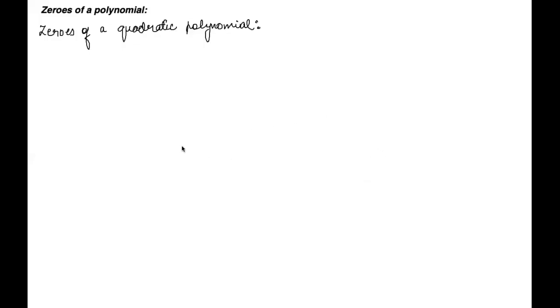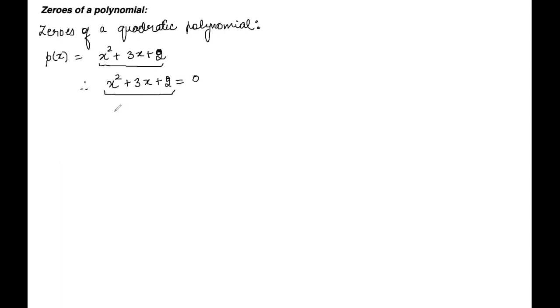Now let us look at the zeros of a quadratic polynomial, and we'll see the difference between the zeros of a linear polynomial and a quadratic polynomial. Let's suppose I have a quadratic polynomial, let's say p(x) equals x square plus 3x plus 2. Now to find the zeros of a polynomial, what we generally do is substitute this value equal to 0, because at the end the whole value becomes 0. Therefore we'll substitute x square plus 3x plus 2 equals 0. Now we need to solve this.